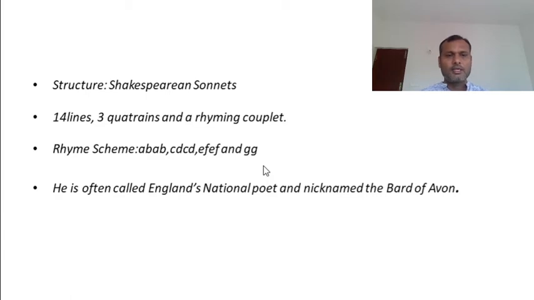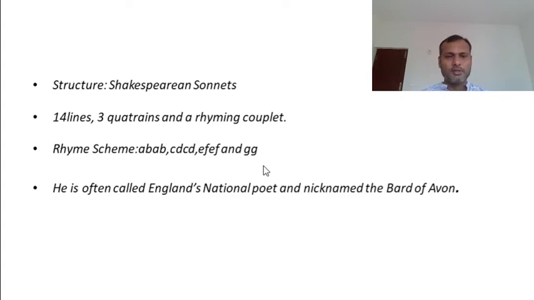And the rhyme scheme of a Shakespearean sonnet will be AB, AB, CD, CD, EF, EF, and GG. And you have to remember one more thing. The Shakespearean sonnet is also called the English sonnet, and this we have studied in the previous class.